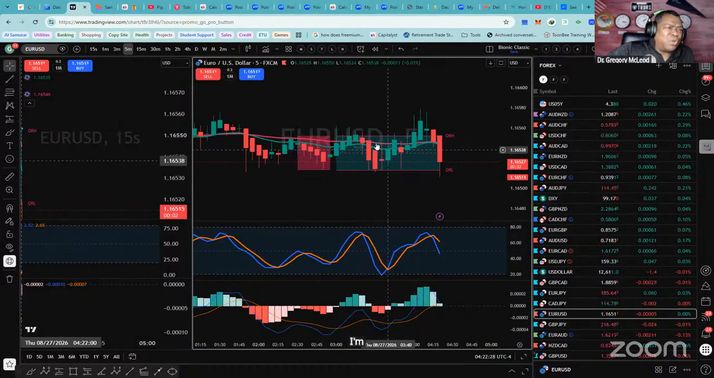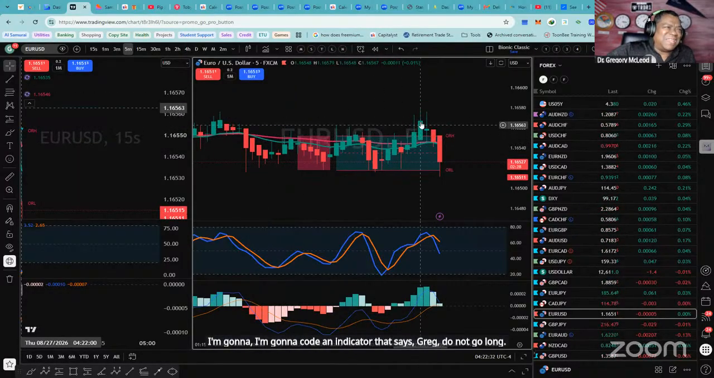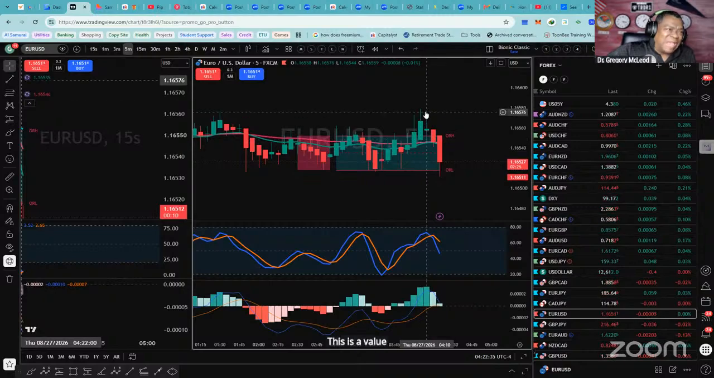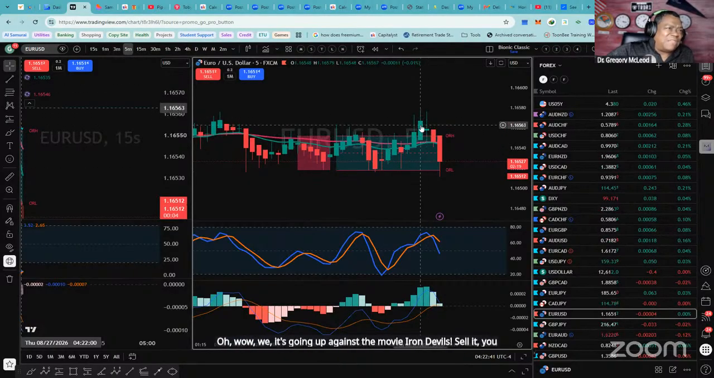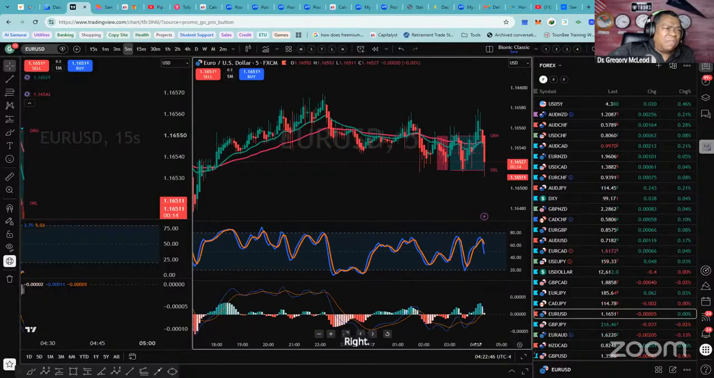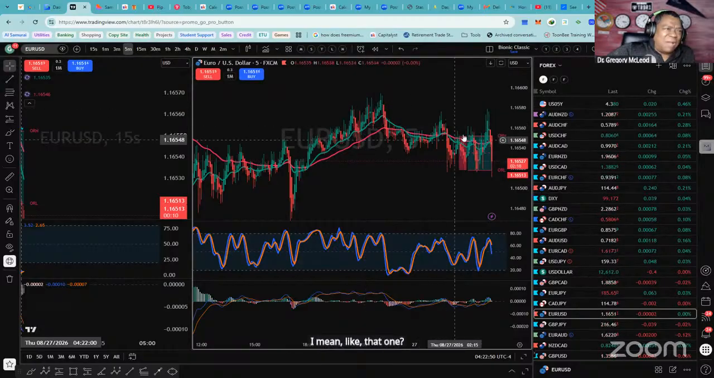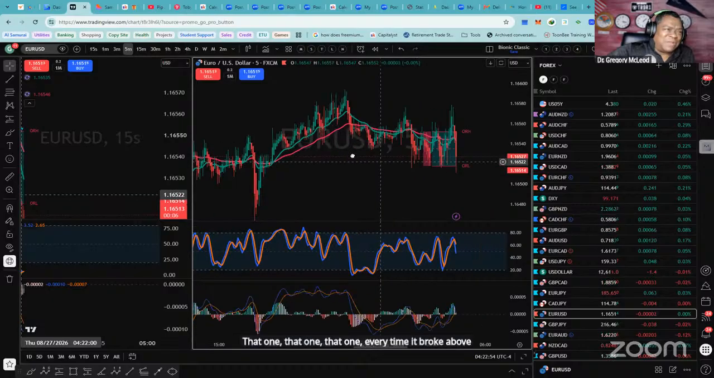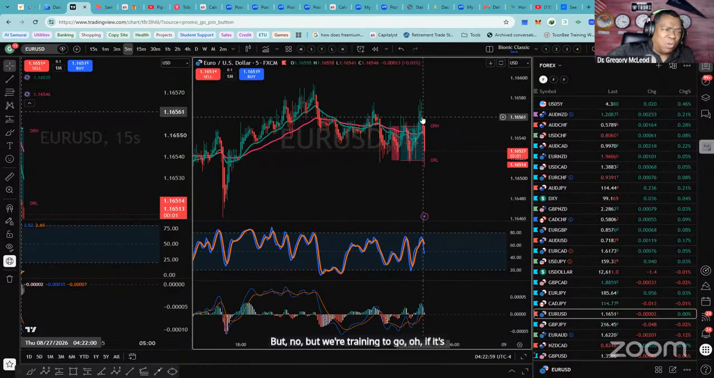I'm going to code an indicator that says, Greg, do not go long. This is a value trap on the other side, right? Oh wow, it's going up against the moving average. We'll sell it, fade the rally, right? Like that one. Every time it broke above was a sell opportunity, right? But we're trained to think, if it's breaking up, we should go up, right?